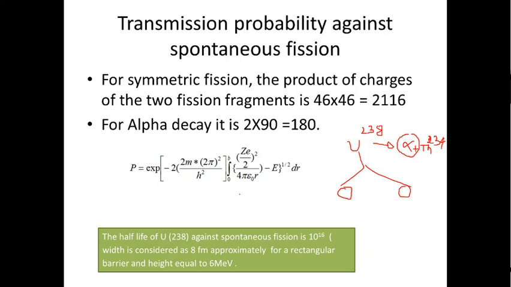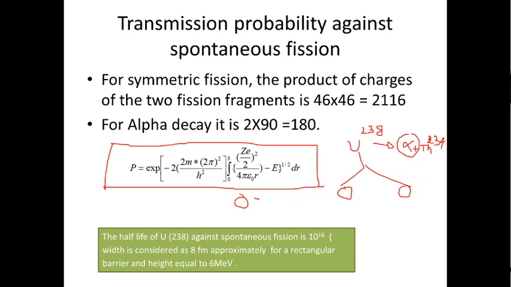Well, the reason is simple: the expression is the same. The probability of tunneling, the same expression I have taken from the alpha decay. Please refer to this expression. This is the product of the charges. This is the Coulomb term minus the energy possessed by the fission fragments, which is the Q value, equal to the Q I have taken. So here you can see ZE by 2 raised to half, because the two fission fragments I am considering to be equal in size.